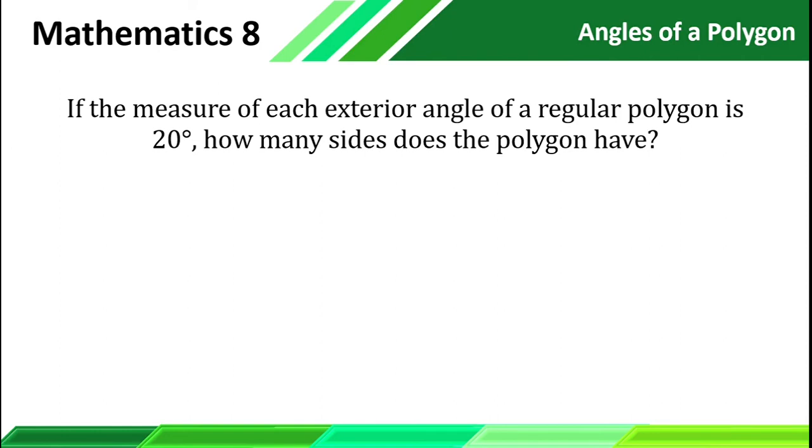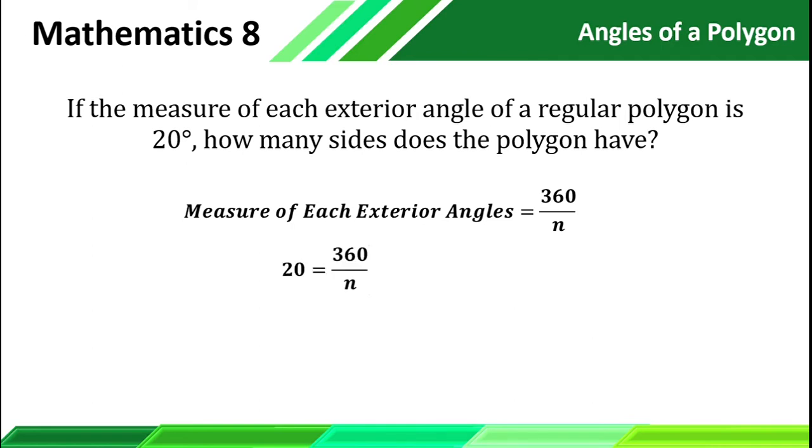Next problem. If the measure of each exterior angle of a regular polygon is 20 degrees, how many sides does the polygon have? We know that the formula in finding the measure of each exterior angle of a polygon is 360 divided by n. In this given problem, we have the measure of each exterior angle. So we can say that 20 is equal to 360 divided by n. And we are looking for the number of sides, so we are looking for n.